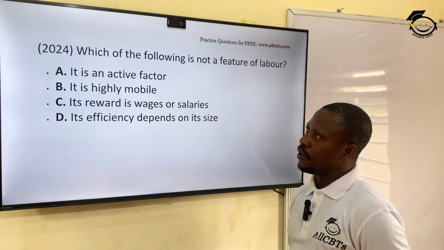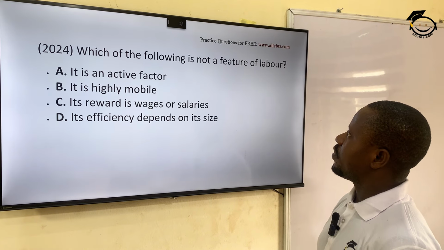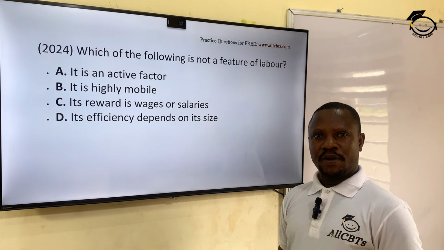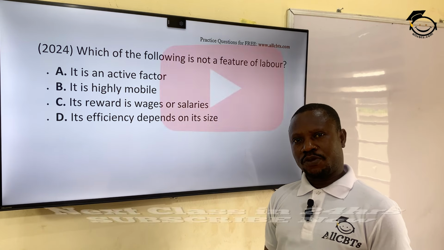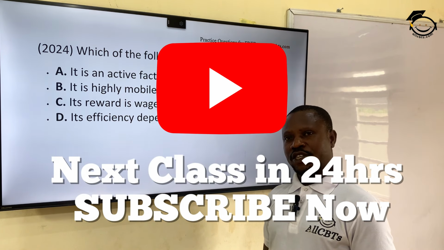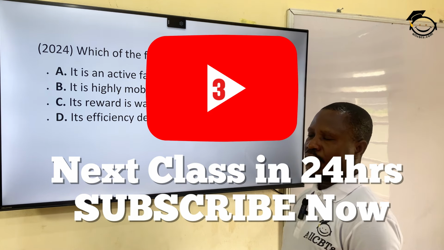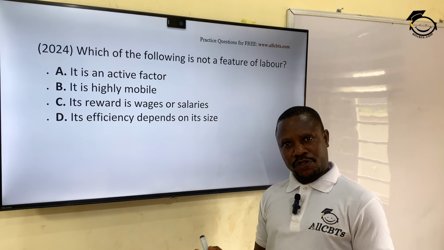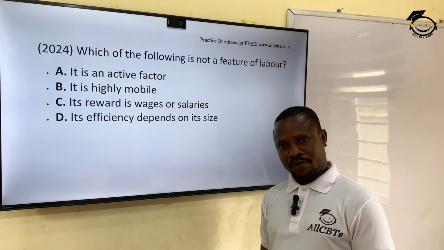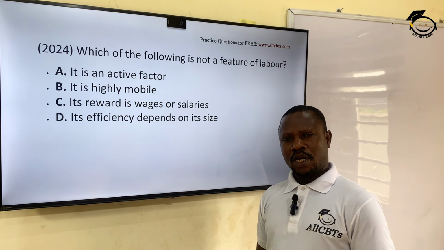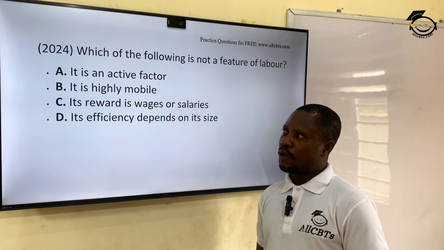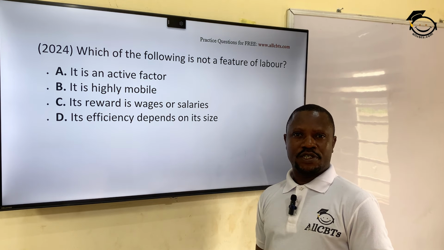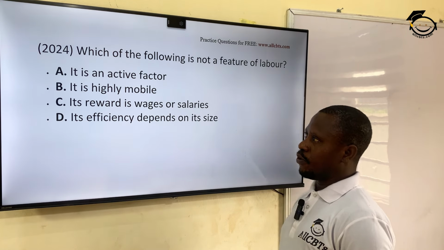All right. Which of the following is not a feature of labor? Remember, labor is one of the factors of production. That's human effort. And of course, labor is active because it's engaged in the process of production, whether to operate the machines or to be in any stage of production. And of course, wages are the reward, or salary, for labor.